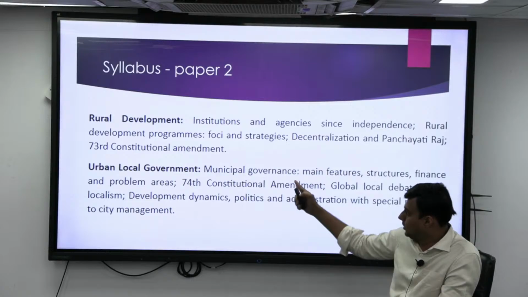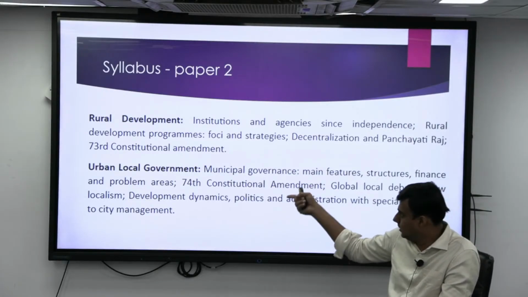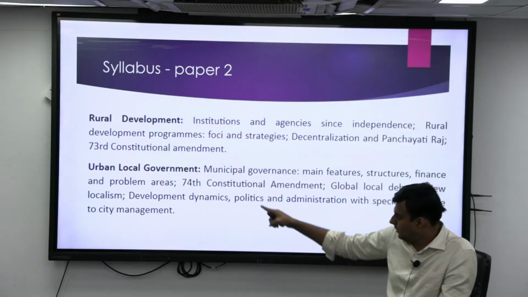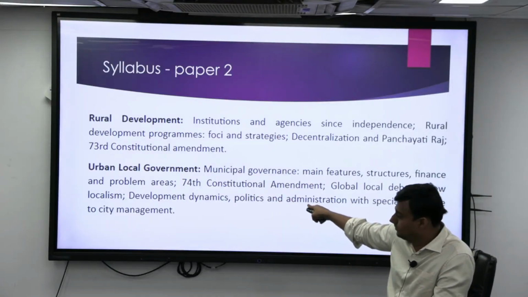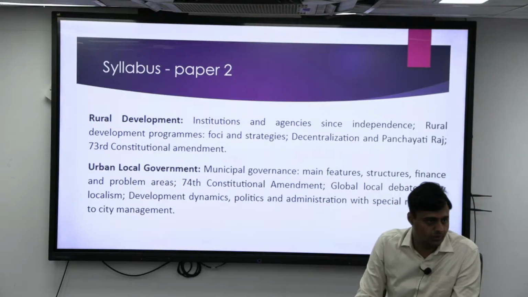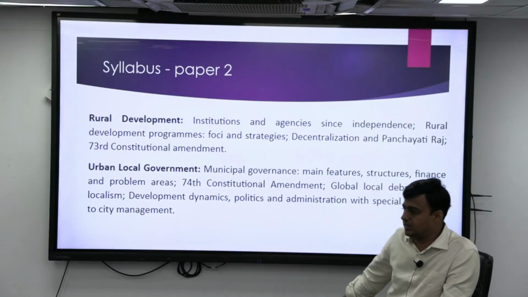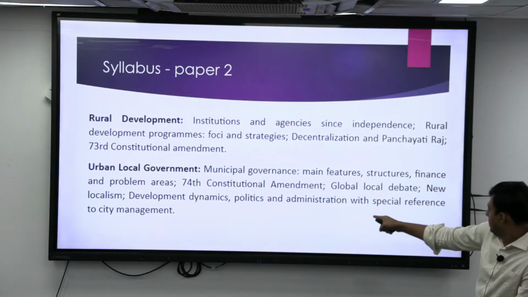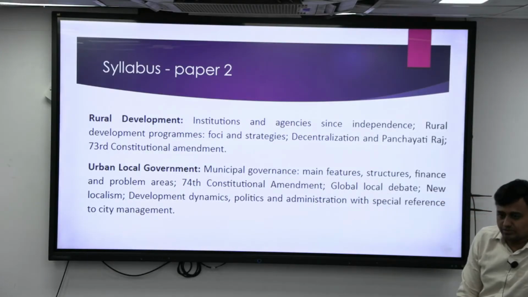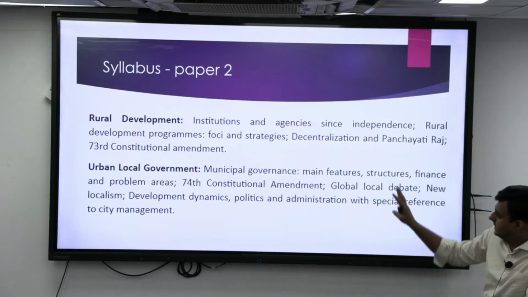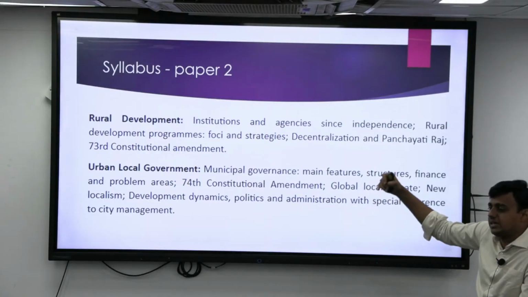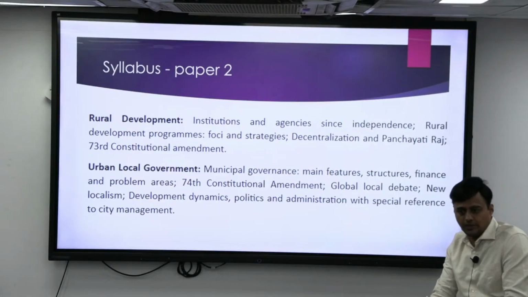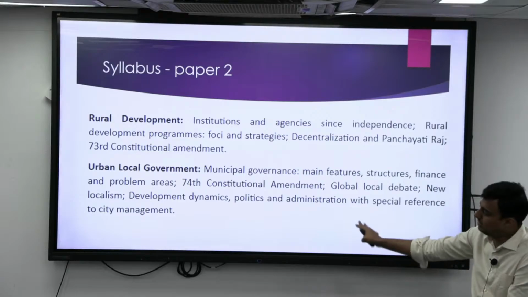Then rural and urban local government, this is again your polity. Rural local, urban local means what? Panchayat, municipality. Look at the amendments, 73rd, 74th. This is absolutely polity. Few new words are there, like new localism, that we'll discuss later. We don't study them in your polity. These two chapters are almost 80-90% nothing but copy paste of your polity, with a little 10-20% extra that we'll study.